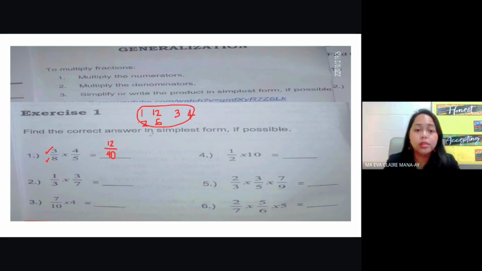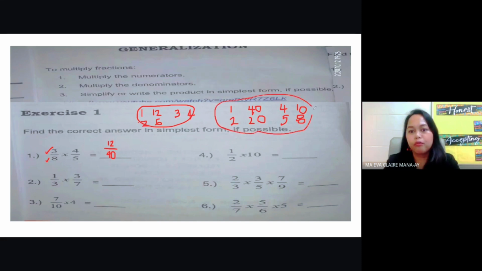Now for 40, you also have several factors for those. Say you have 1 multiplied by 40. Okay, you can also have 2 multiplied by 20. You can also have 4 multiplied by 10. Okay, what else? You can also have 5 multiplied by 8. Okay, so these are some of the factors that you have for the number 40. Now, looking at your factors here for 12 and also your factors for 40, you can actually see their GCF, and that would be the number 4. Okay, so GCF would be 4.